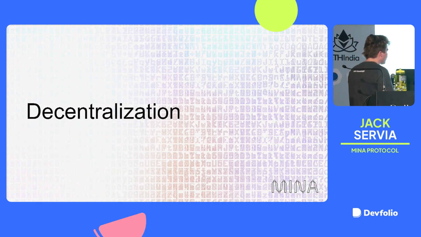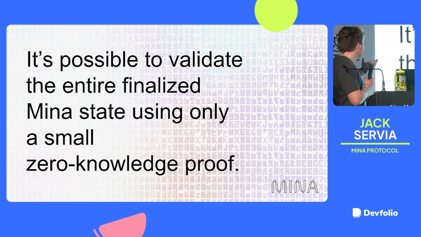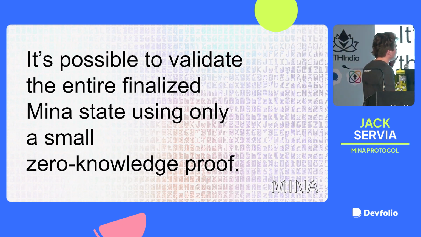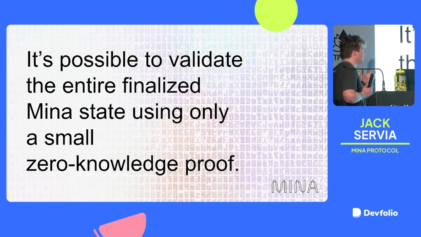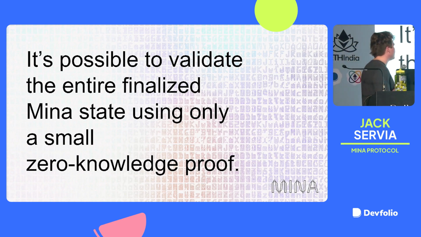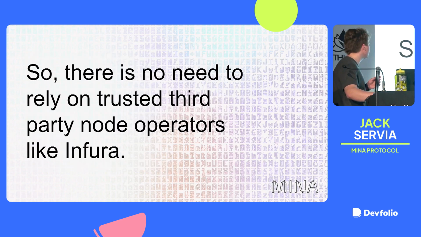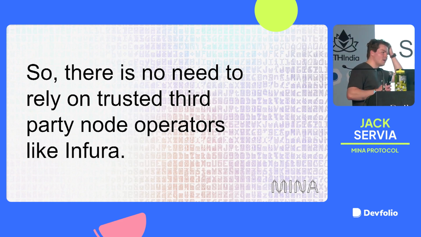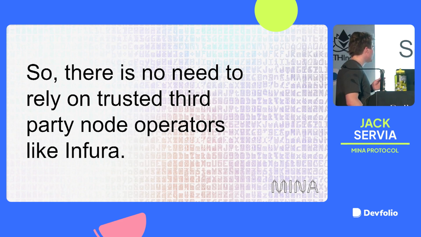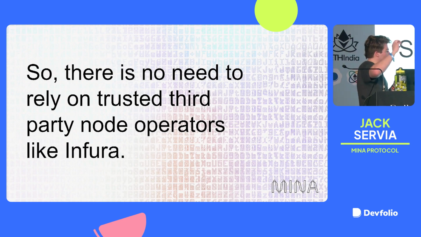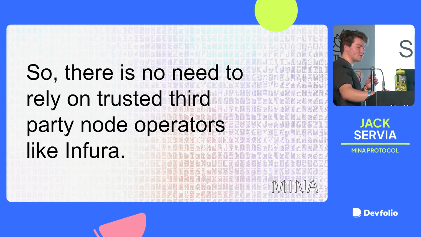What about decentralization? Okay, so as we talked about, Mina stays 22 kilobytes, and so the amount of information you need in order to verify that the current state root of Mina is valid is 22 kilobytes. And so it's possible to validate the entire chain state using just this small zero-knowledge proof. And what that means in practice is that there's no need to rely on trusted third-party node operators like Infura or Alchemy or something like that. You can run basically a node that only worries about your account but doesn't have any sort of other security concessions. It's a full node, but it's a full node only for your account.